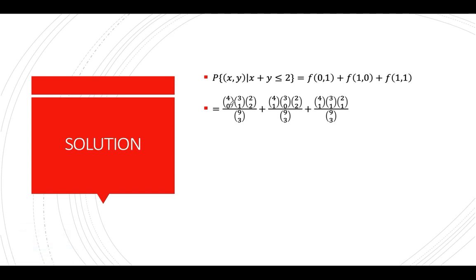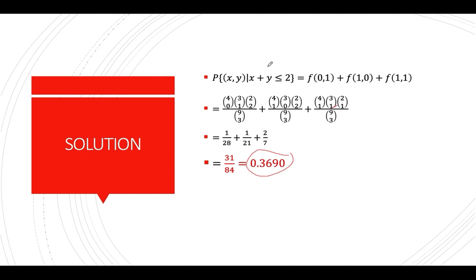4 taken x, so 0, 1, so 4 taken 0, 3 taken 1, and then the number of bananas is 2, so you have 2 taken 2, all over the sample space. For 1, 0, so 4 taken 1, 3 taken 0, the number of bananas will be 2 automatically, so 2 taken 2. If we have 1, 1 here, so 1, 1, 1, so 4 taken 1, 3 taken 1, 2 taken 1. And then computing, okay, this is 1 over 28, this is 1 over 21, this is 2 over 7. And then the probability should be 0.3690, no?